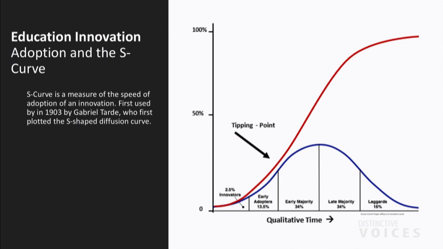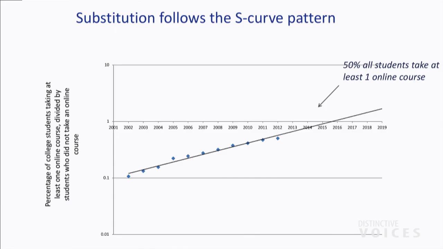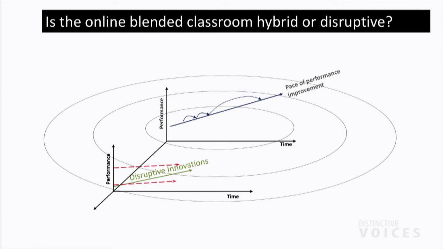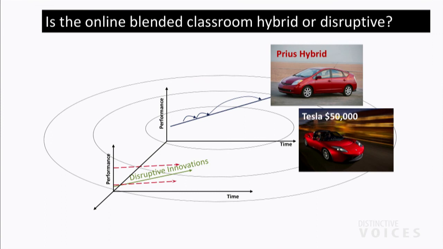We're on what's called the innovation curve right now. Have you all heard of the tipping point? That's when you cross over time from early adopters to a majority, and then you cross the chasm. But we know that substitution follows the S-curve pattern, and it's already passing that pattern. Right now 50% of students are taking at least one online course. So I showed you the hybrid model, which is the teacher in the classroom and the online models. We know that the Prius is just on the way prior to the Tesla.